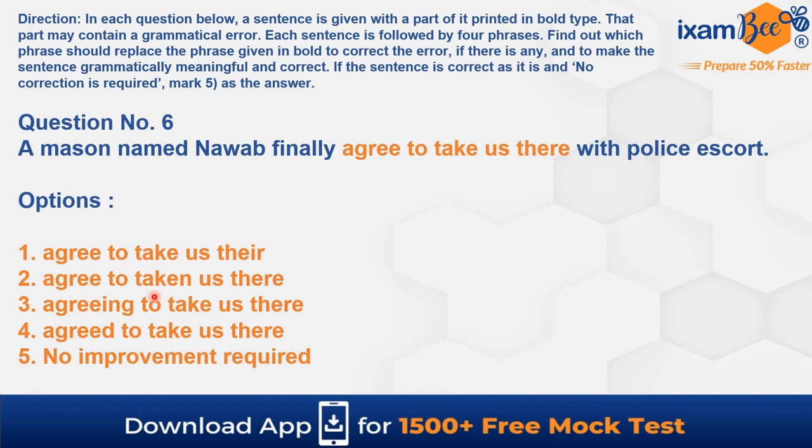So let's do, see, agree is not in past form here. Again, option 1, 2, okay? Both are in present form. 3 is in continuous form, right? But it doesn't talk about whether it's in past or present. And we in fact do not need any verb in continuous form here, right? So we need agreed. So option 4 will be your answer here. So it should be finally agreed. Agreed to do what? To take us there. So option 4 will be your correct answer here.